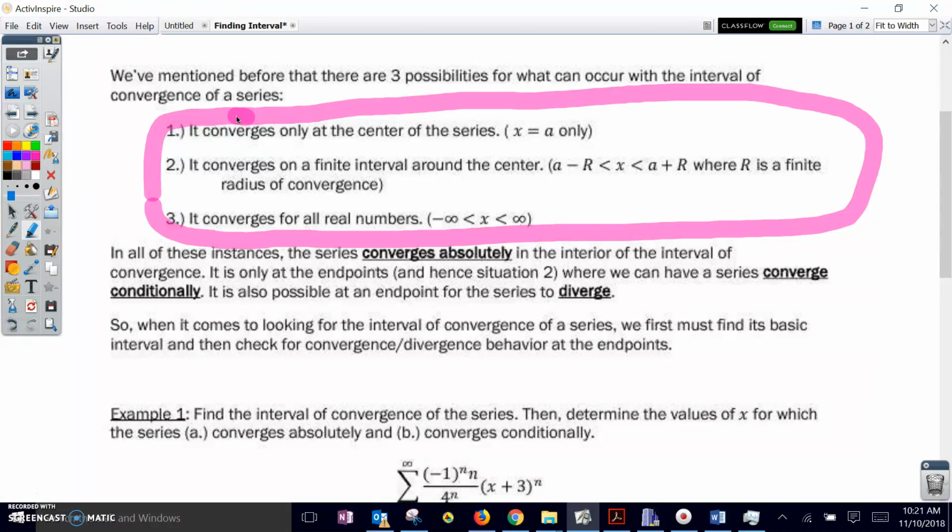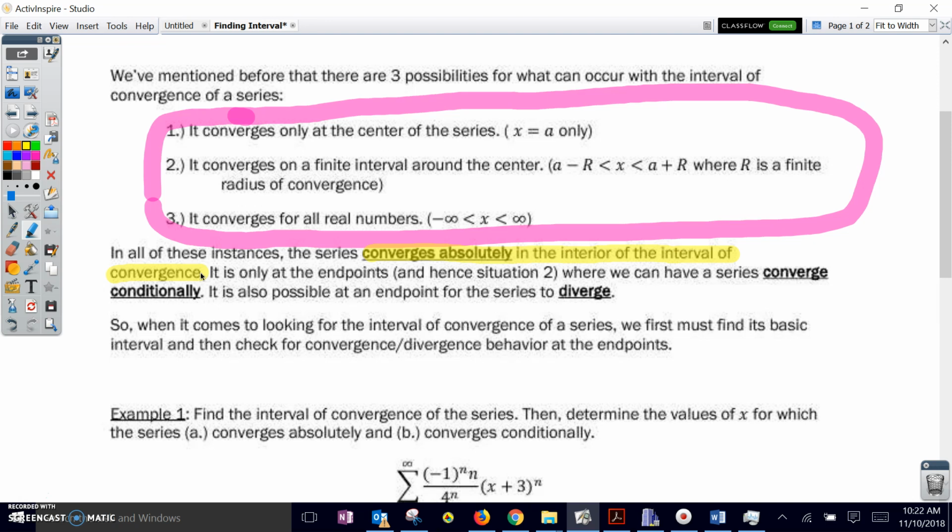In all of these situations, the series converges absolutely in the interior of the interval of convergence. So when it converges for all real numbers, that means that it converges absolutely for all real numbers. When it converges only at the center, it converges absolutely at the center and diverges everywhere else. When it converges on a finite interval, on the entire interior of the interval, it converges absolutely. But at the endpoints, it's possible that the series could converge absolutely, it could converge conditionally, or it could diverge.